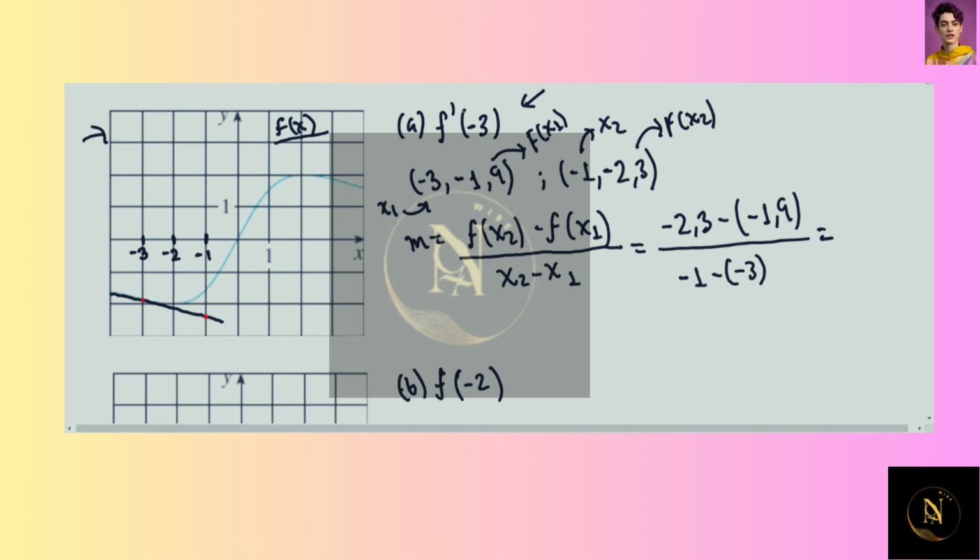So this gives us a value of -0.2. So approximately the derivative of the function at the point -3 is equal to -0.2. So this is the first derivative that we just have calculated.